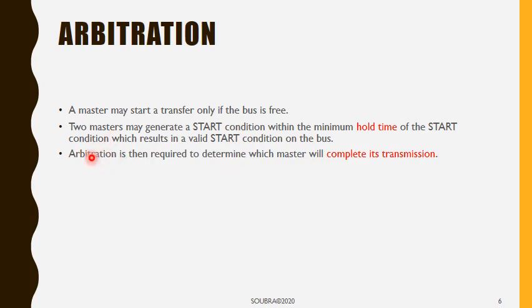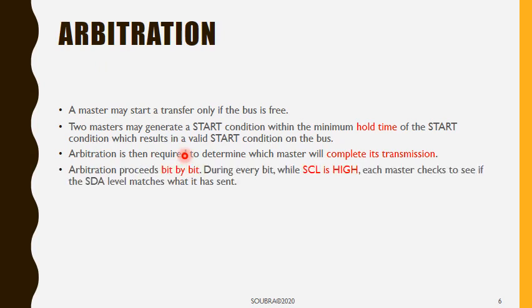So the whole point of arbitration is to determine which master is allowed to continue. So it could be based on a priority scheme, right? And we're going to see how it's happening. Arbitration is done bit by bit. So remember, two masters are attempting to send data.